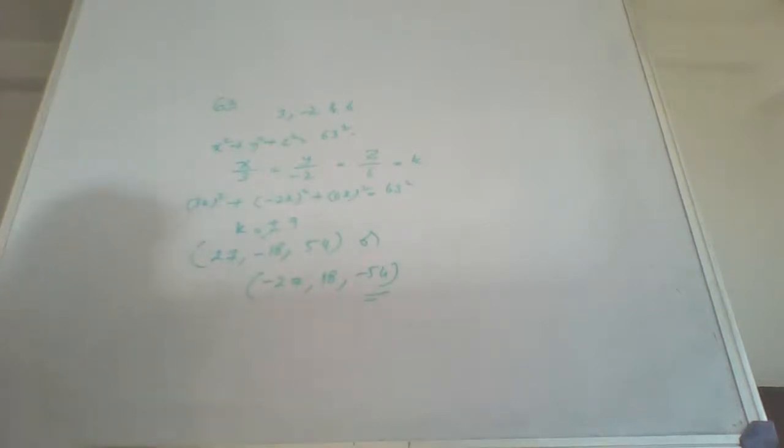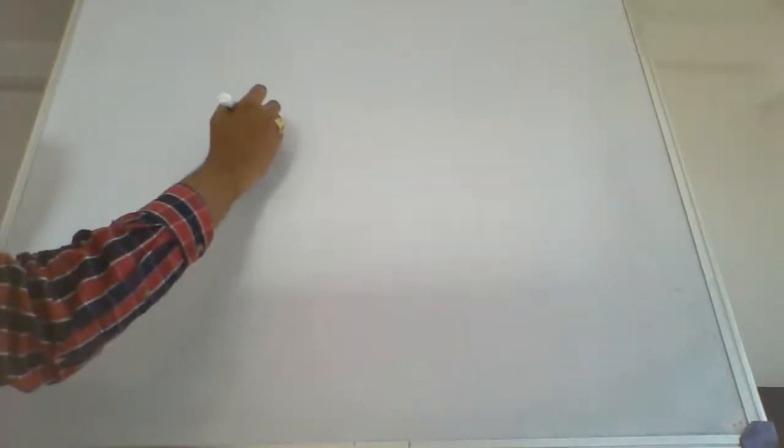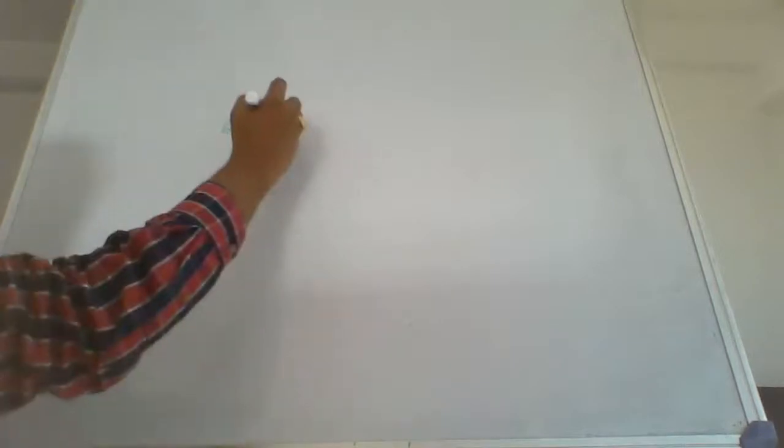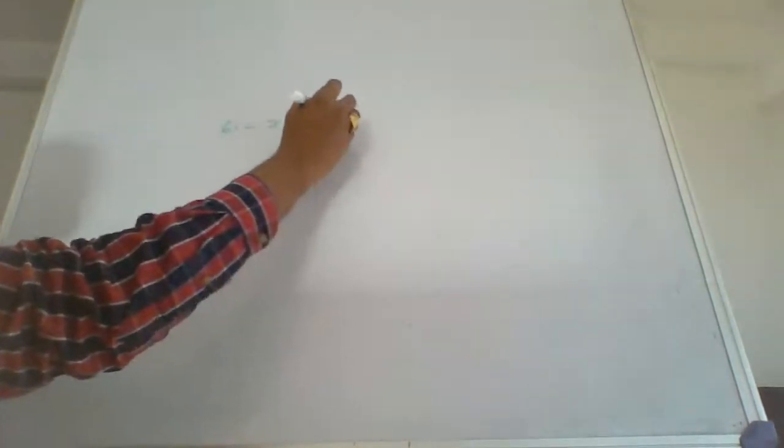Let me try to solve another problem. Now if I consider the vectors, the vectors would be 6i minus 2j plus 3k.